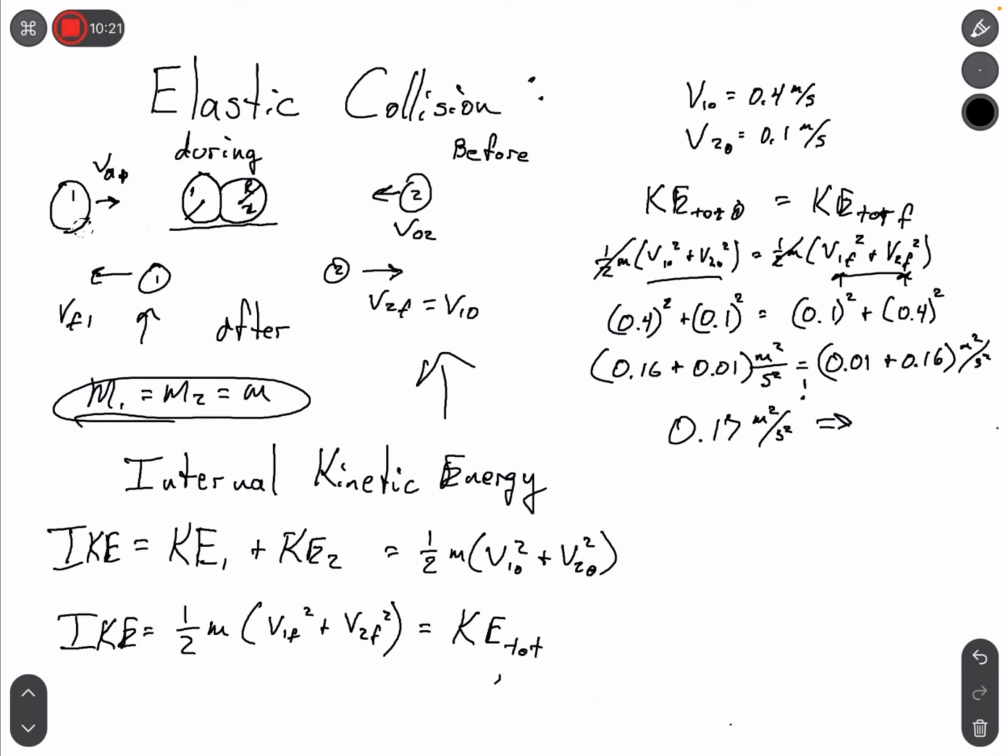Okay, so we've got that. Great. What about inelastic collisions? So let's look at inelastic collisions.